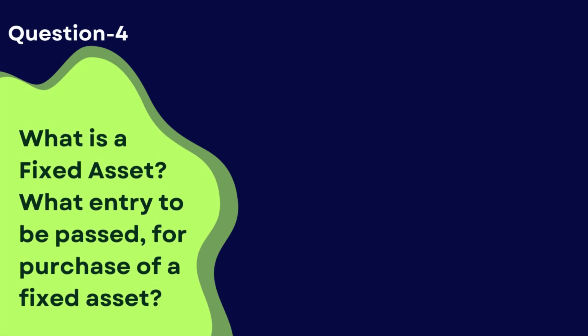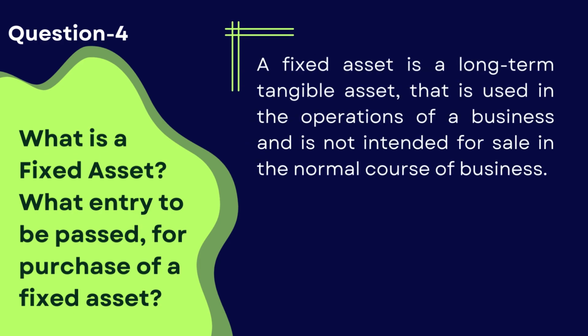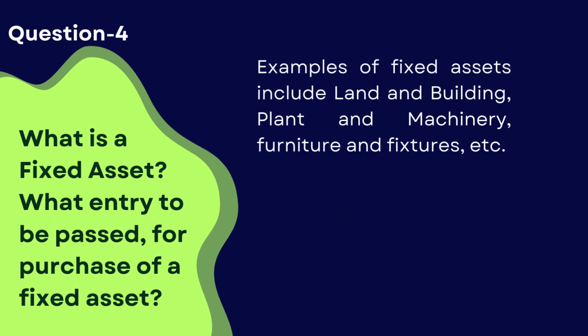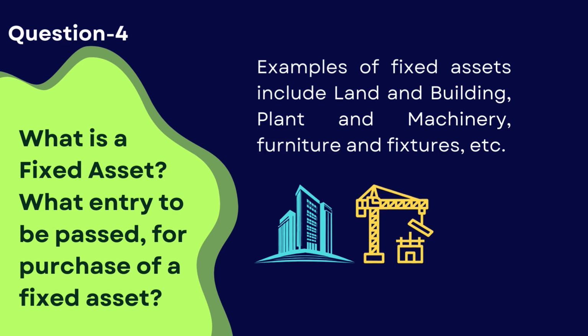Question 4. What is a fixed asset? What entry to be passed for purchase of a fixed asset? A fixed asset is a long-term tangible asset that is used in the operations of a business and is not intended for sale in the normal course of business. Fixed assets are expected to provide economic benefits to the company for more than one accounting period. Examples of fixed assets include land and building, plant and machinery, furniture and fixtures, etc.